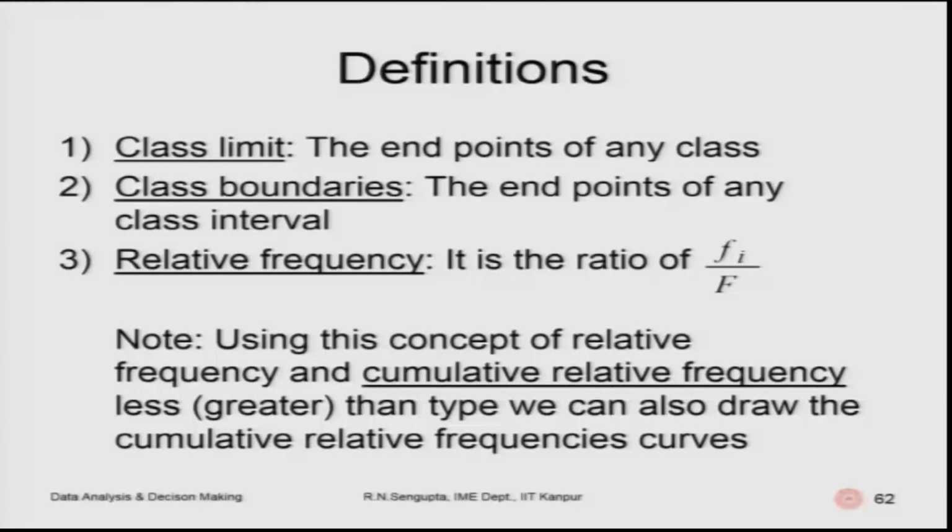Now, there are a few definitions based on the simple problem which you have solved. The class limits are the endpoints of any class. So, if you see the endpoints for the last example, for any interval, the leftmost point and the rightmost point are the class limits. The class boundaries are the endpoints of any class interval, inclusive or exclusive, depending on how the points have been noted down. Now, we have been drawing the frequencies.